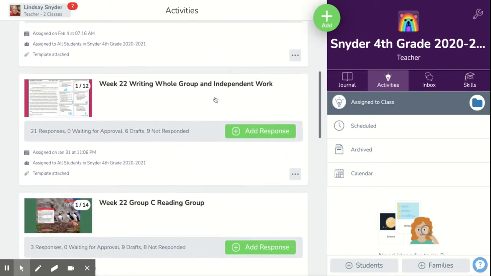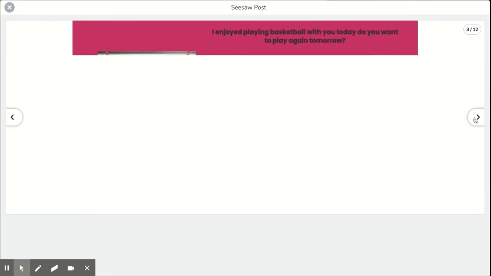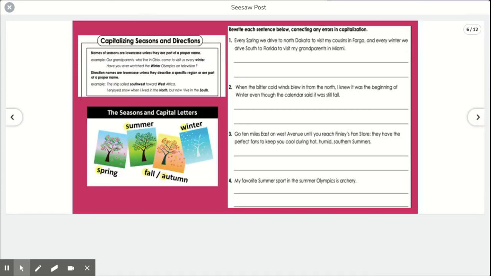go to your activities, go down to writing. We finished this first page here, and then we went over, right here. All right, so we went over here, and the directions are right here about capitalizing seasons and directions. So the names of seasons are lowercase unless they are part of a proper name. So like when we say Winter Olympics, that's the proper name of the Olympics, and so that winter is capitalized. But when you just say, okay, every winter I make a snowman, that is not capitalized.